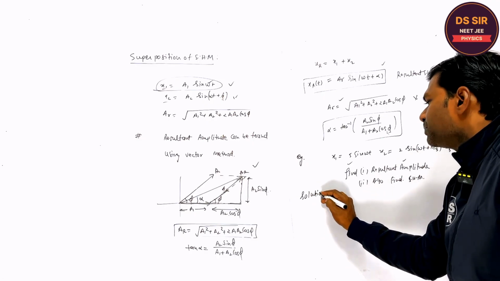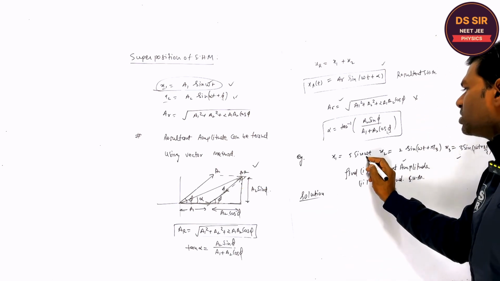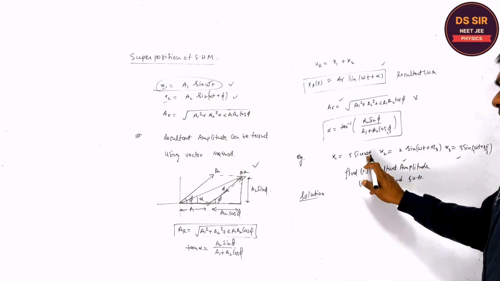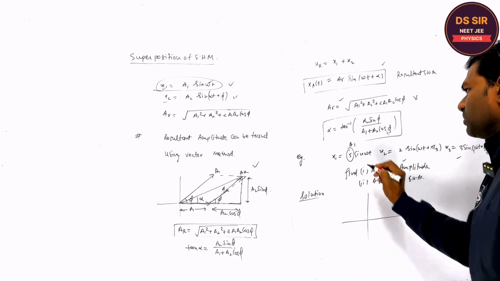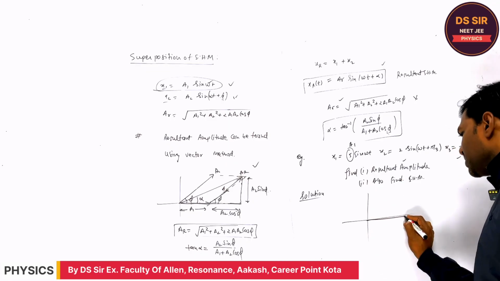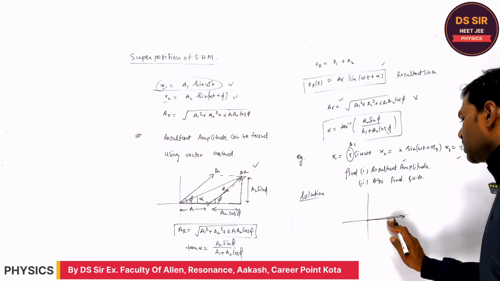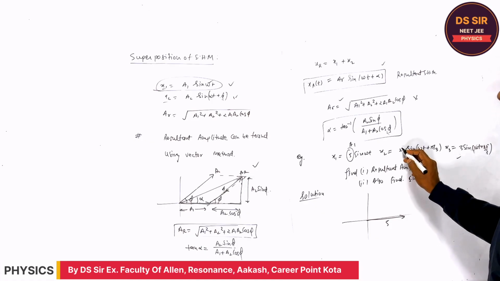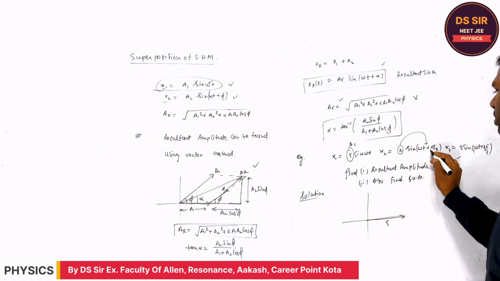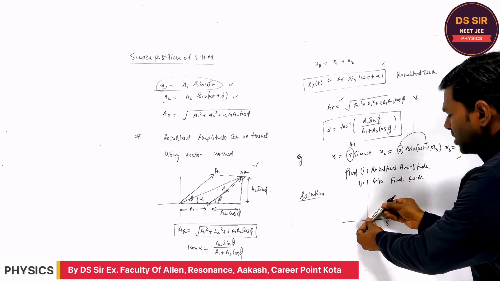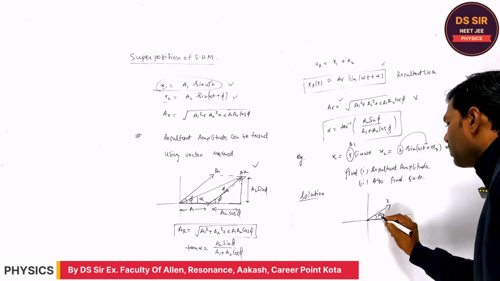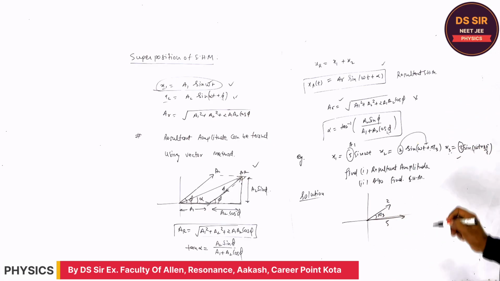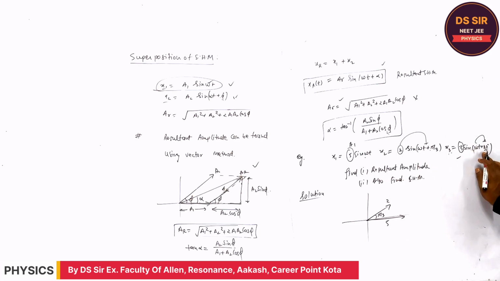So how to do that? To find the resultant amplitude, the sine omega t, you take it as the reference. Its amplitude is 5. This is the 5, right? The another SHM has amplitude 2, and the phase is extra by pi by 3, so 2 is the amplitude and this angle is pi by 3. The another wave has amplitude 3, and its phase is more by 2 pi by 3.